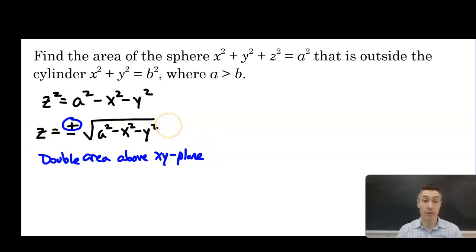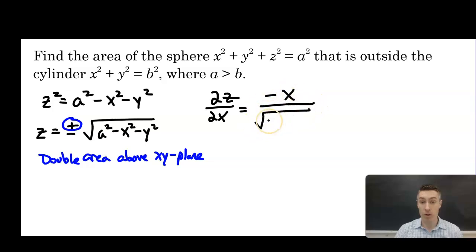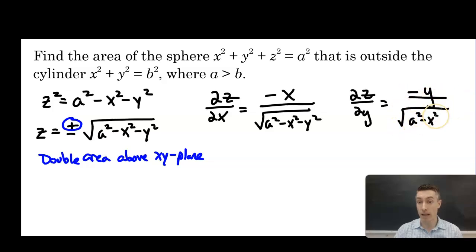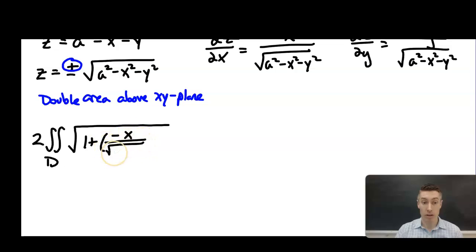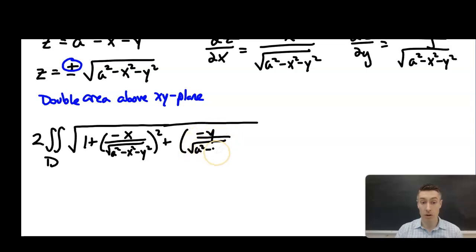Okay, so now that it's defined directly, we can find those two partials. The partial of z with respect to x is going to be negative x over the square root of a² − x² − y². The partial with respect to y is the negation of y over the square root of a² − x² − y². So then we can go to our double integral. We're doubling it over the region, the square root of 1 plus (negative x over the square root of a² − x² − y²) squared, plus (negative y over the square root of a² − x² − y²) squared, dA.